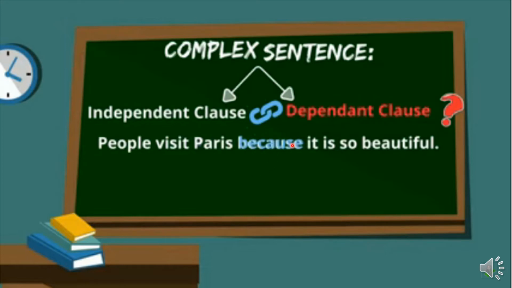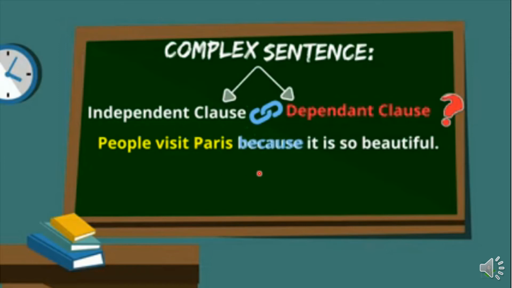In this sentence, we have a subordinating conjunction, which is because, and this can be a clue or a hint that could help us recognize or identify the dependent clause. So we can say that a clause that starts with a subordinating conjunction is a dependent clause. Let's look at the first part of the sentence. People visit Paris. People visit Paris is made up of a subject and a predicate. So we can say that this is an independent clause because it can stand alone or express a complete thought by itself, or it makes sense.